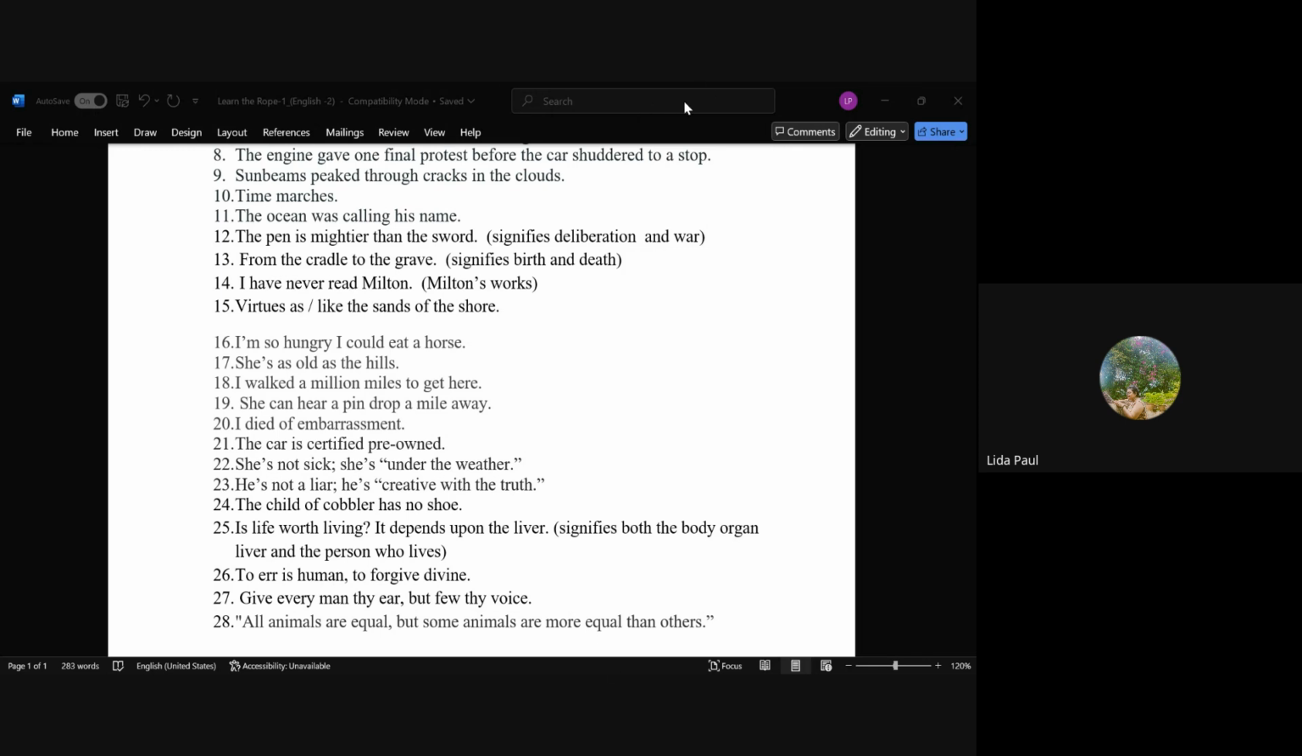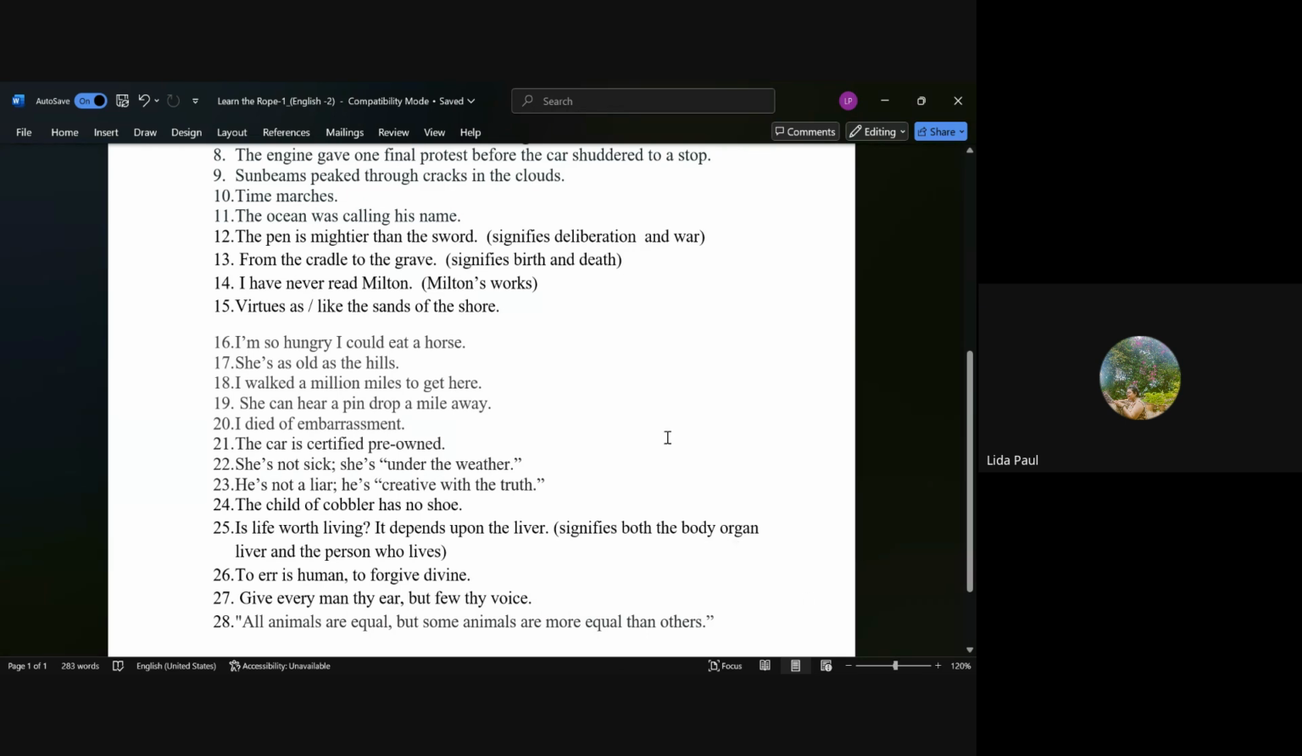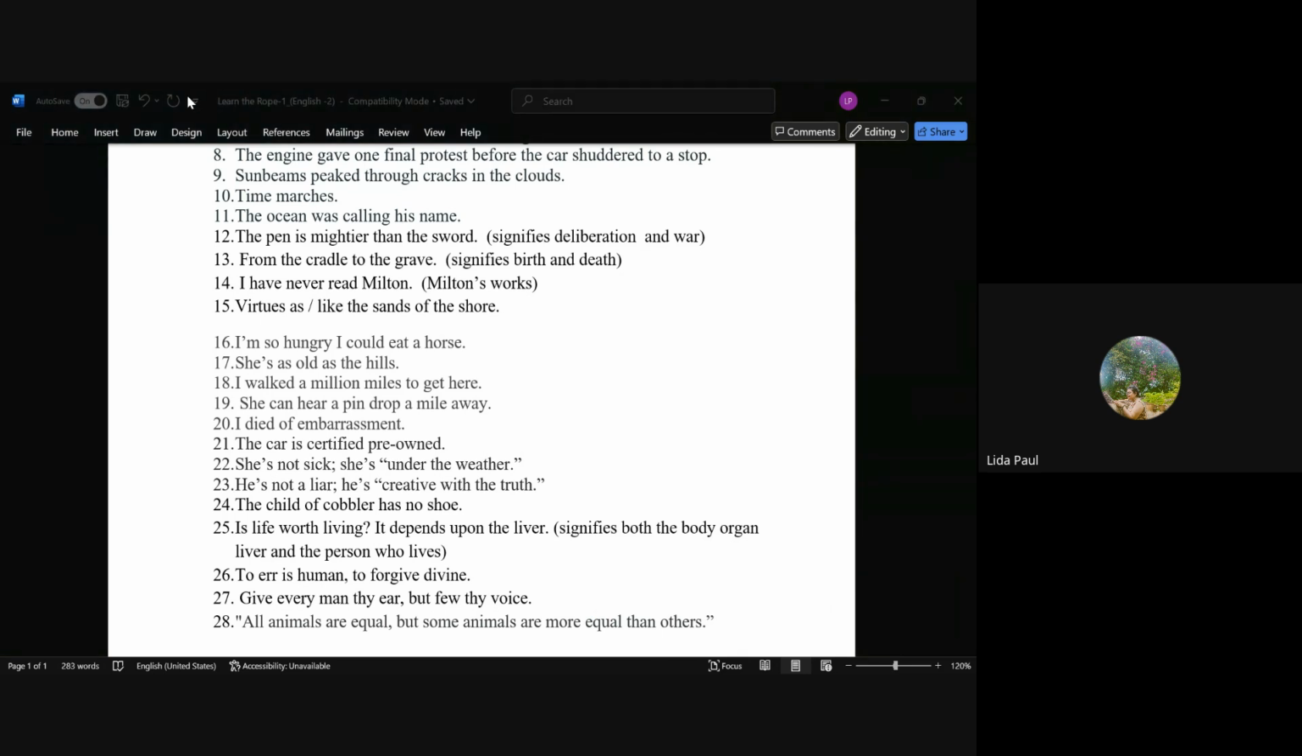Oh my God, where did the document vanish? Okay. So next one, this one is also important: the car is certified pre-owned. So what could that possibly mean? You would have seen signboards reading exactly the same phrase. Pre-owned. Certified pre-owned.